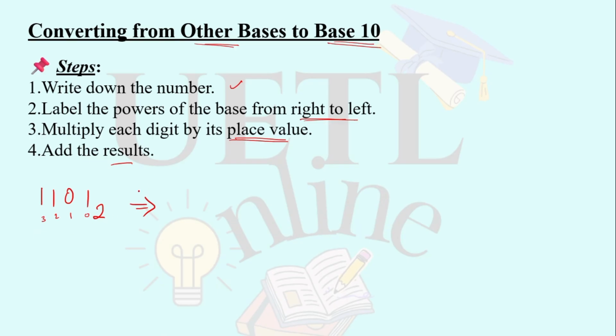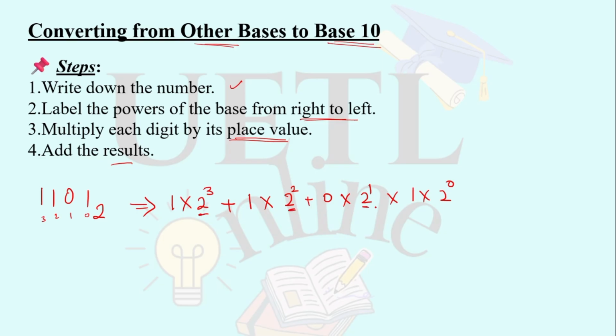So what we're going to do is multiply each digit by its place value. Let's start here with 1. This means that we are going to say 1 multiplied by its place value. How do we write a place value? We just take this 2, then take this power 3. Then we say plus 1 times 2 to the power 2. Then plus 0 times 2 to the power 1. Then 1 times 2 to the power 0. So we can see that this one was our base.